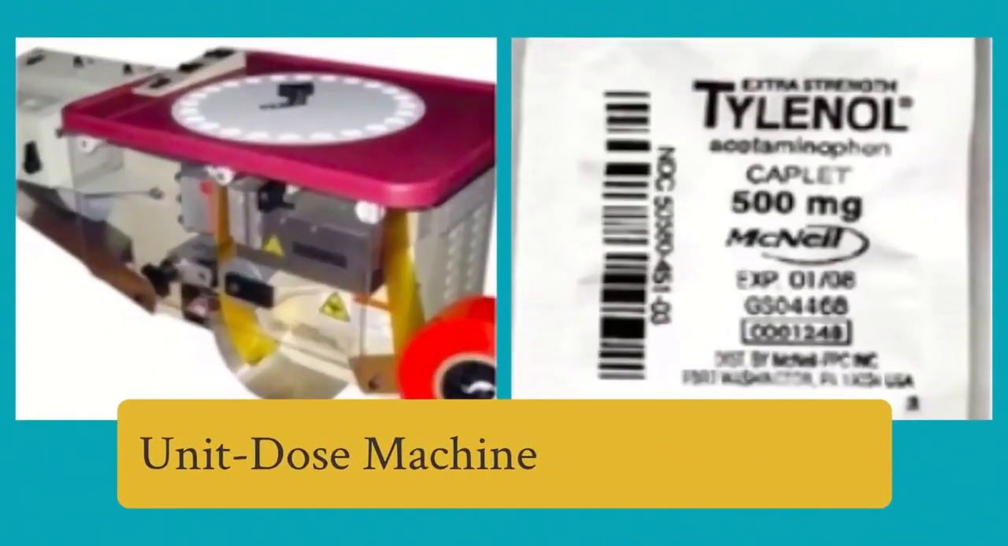So here's an example of unit dosing. You can see the machine on the left, which is what you actually put the pills into, and then it'll add it to the foil. On the right, here's an example of a unit dose label for Tylenol. This is where it's been repackaged into a nice little package with only one caplet in it.